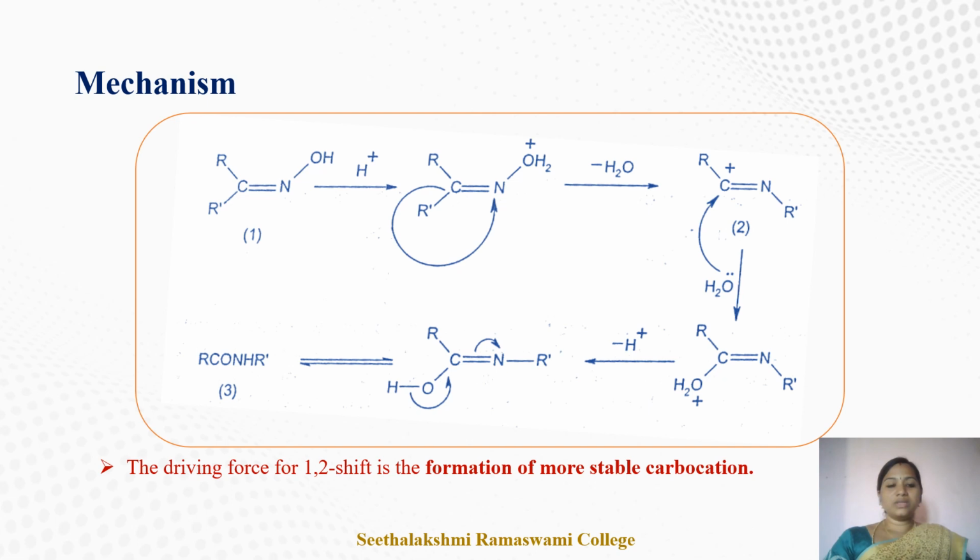Now let us look into the mechanism of this Beckmann rearrangement. The first step is the protonation of this OH group, which makes this OH a good leaving group. This leads to the loss of a water molecule and formation of an iminocarbocation. The iminocarbocation abstracts a water molecule and thereby, by the loss of a proton, leads to the formation of N-substituted amides. The driving force for this 1,2 shift is the formation of the more stable carbocation.